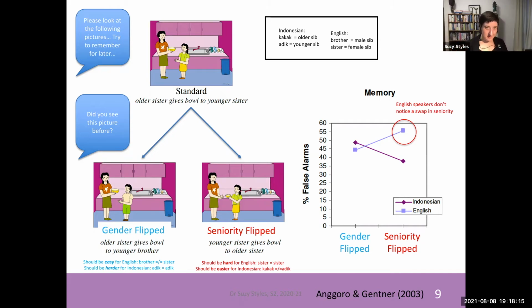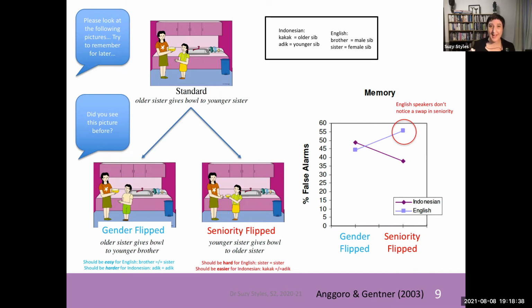So here's an example of one of the pictures in the task up the top. The standard form of the picture was that the older sister gives a bowl to the younger sister. Now, in this illustration, both of the people are female gender, and the participant knows that all of the relationships in this deck have to do with siblings.